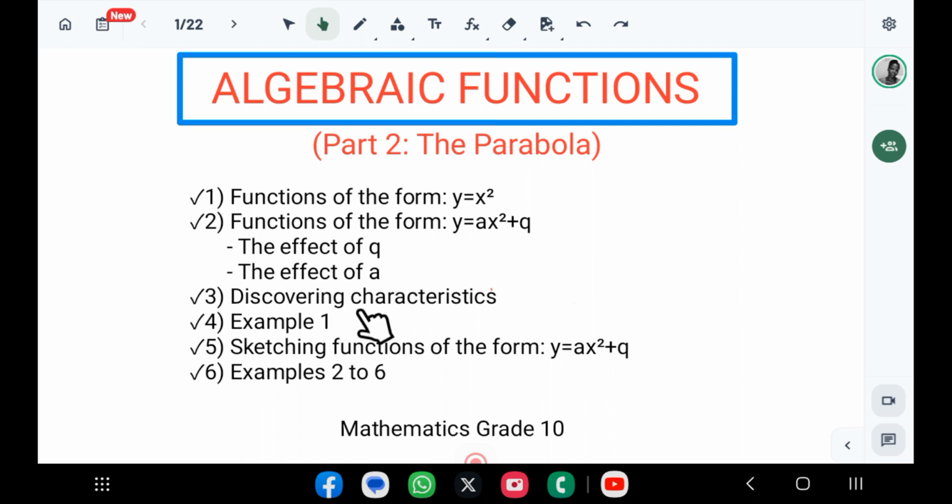Number 3, we're going to be discovering characteristics, which is your domain, your range, your turning point, and so on and so forth. And number 4, we're going to look at example 1, which illustrates how you figure out what the characteristics look like. Number 5, we're going to be sketching functions of the form y equals ax² + q. And number 6, we're going to look at examples 2 to 6, which basically showcase how you deal with different problems connected to the parabola and how you interpret the parabola in a question. We have a lot to cover, so let's start.